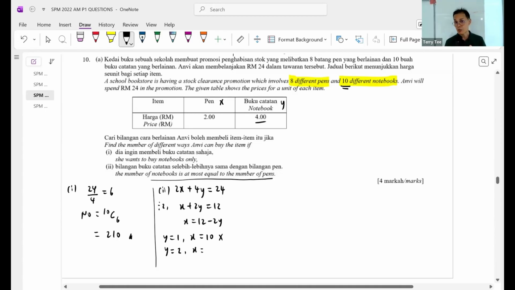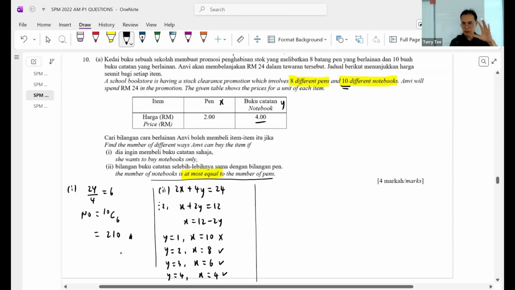Imagine 12 minus 2 times 2. 12 minus 4, X is 8. Can it work? How about Y equals 3? X equals 12 minus 2 times 3, which is 6. So 6, right? Can work. How about Y equals 4? X should be 12 minus 2 times 4, which is 4. Your Y is 4, X is 4. Should I continue with Y equals 5? No. Why not? The question says at most, maximum, notebooks equal pens. So you cannot do more than that.